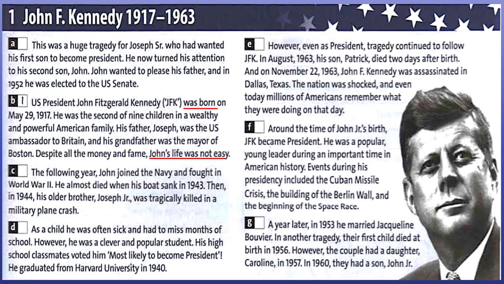So what about number 2? Which one? So number 2 is letter D, because we can see the words as a child, meaning that when he was a child, and the year 1940, he was young. And what about number 3, letter C?